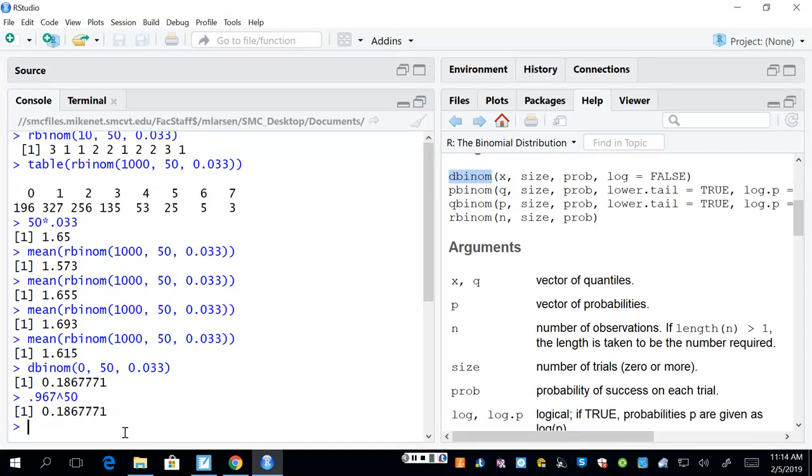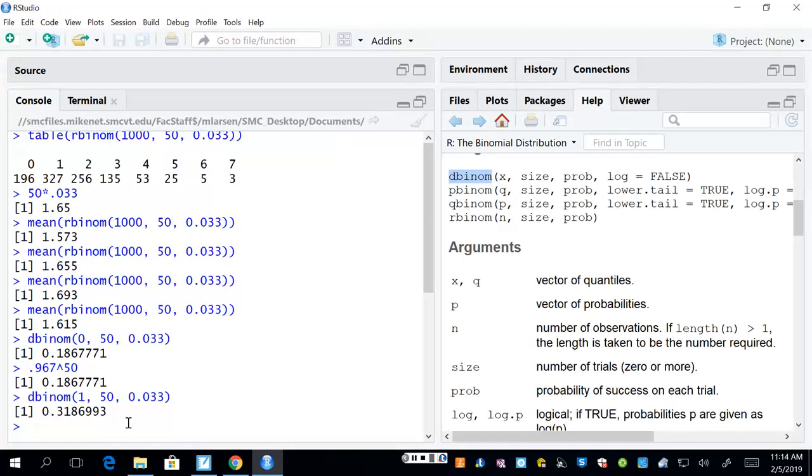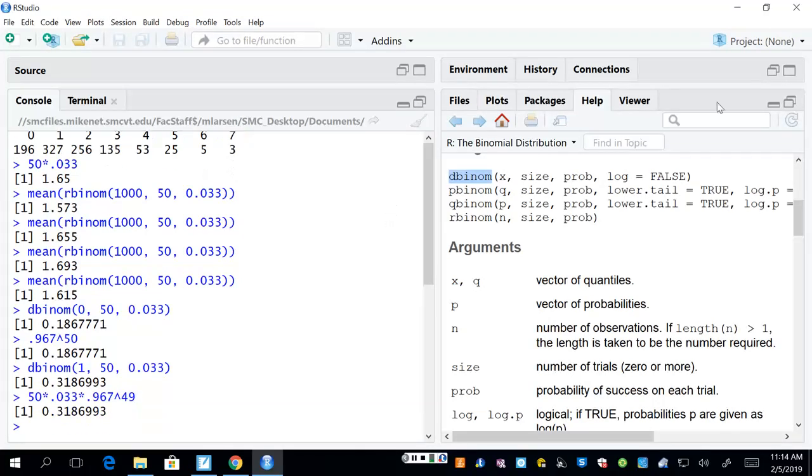And it's that probability. Or you could ask, what's the chance to get one woman? So that is 50, times one woman with a multiple pregnancy, and 49 that are not. And so you get that probability. So the densities are calculating the probabilities of specific values.